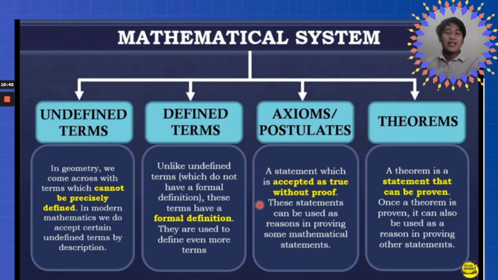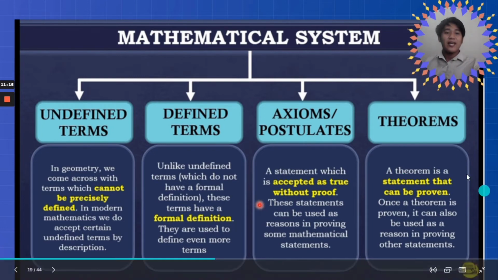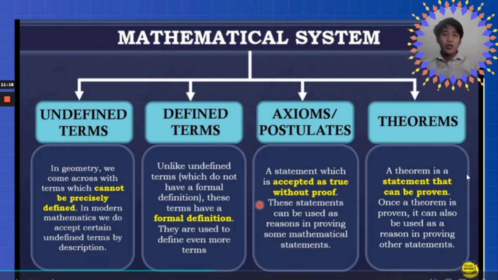Now, look at this diagram. We have the mathematical system, and this mathematical system is classified into 4: undefined terms, defined terms, axioms. Axioms is another term for postulate, a statement which is accepted as true without proof. These statements can be used as reasons in proving some mathematical statements, like theorems. Again, a theorem is a statement that can be proven. So this is the mathematical system we're talking about.